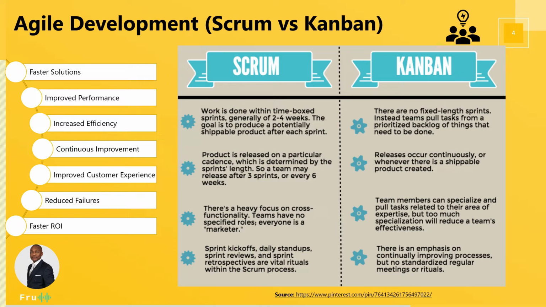All right. Whereas in Kanban, releases occur continuously or whenever there is a shippable product. So Kanban doesn't focus too much on time boxing everything and getting it done. It just focuses on, as soon as you're ready, let's release and ship something. If we're ready today, we're going to ship and release. If we're ready in 2 weeks, we're going to ship and release. But as soon as you're ready to ship, just ship something you can ship. All right. So a shippable product.